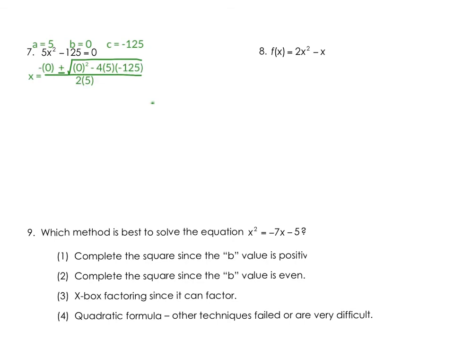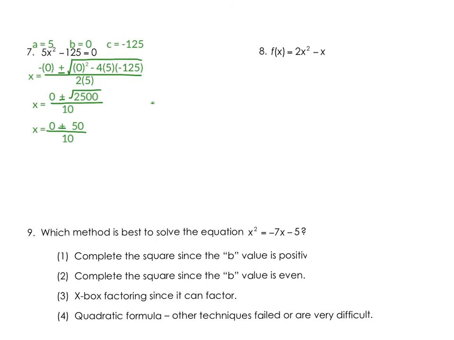we have the negative 0 up front with the substitution in everything getting parentheses. So this simplifies to then become 0 plus minus the square root of 2,500 all over 10. Now the square root of 2,500 does come out nice. It is 50. So then I have 0 plus minus 50 and then divided by 10.